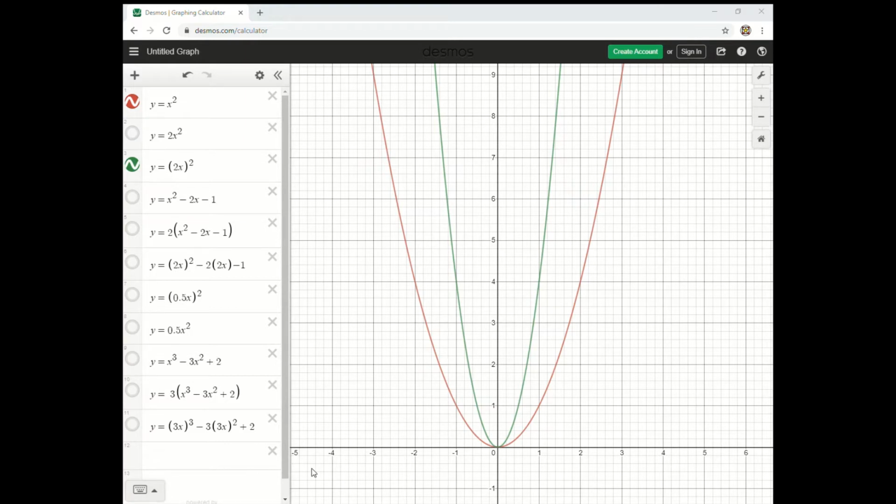I've got to pick the right Desmos here. I've got several of these open. There we go.